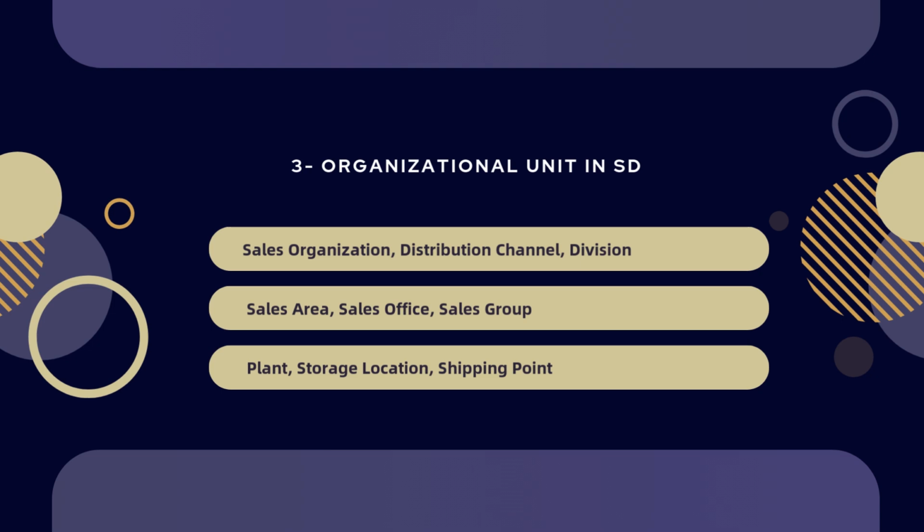In the following lesson, the organizational units important for sales and distribution are presented: sales organization, distribution channel, and division, as well as sales area, sales office, and sales group. Finally, we will cover plant, storage location, and shipping point. Let's start with the first three organizational units in sales.